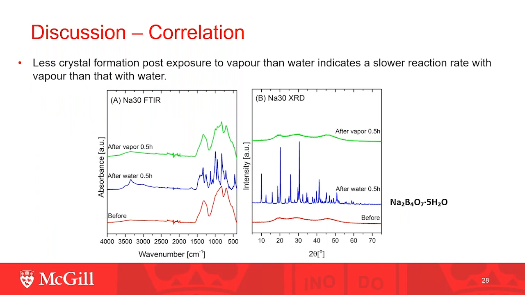However, there is a difference between the dissolution and the vapor sorption. For example, for the sodium-30, post-exposure to vapor for 30 minutes, there is only small change in the FTIR and XRD spectra, indicating the sodium-30 only begins to form crystal. However, there is more new crystal formation when dissolving in the water for 30 minutes. This indicates the glass has a more rapid reaction with water than with the vapor.